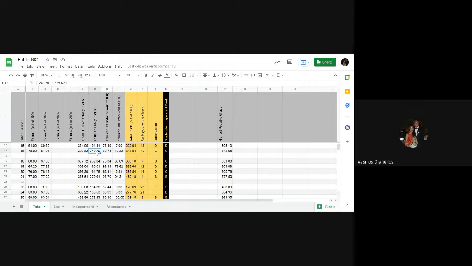Adjusted lab total. Again, we haven't had all the labs yet. The entire semester in lab is worth 300 points, and we're not there yet.